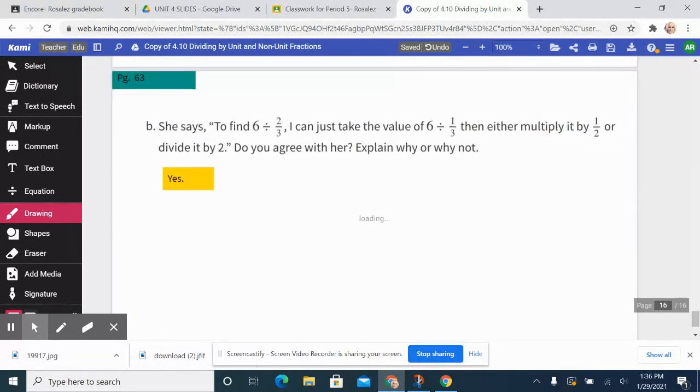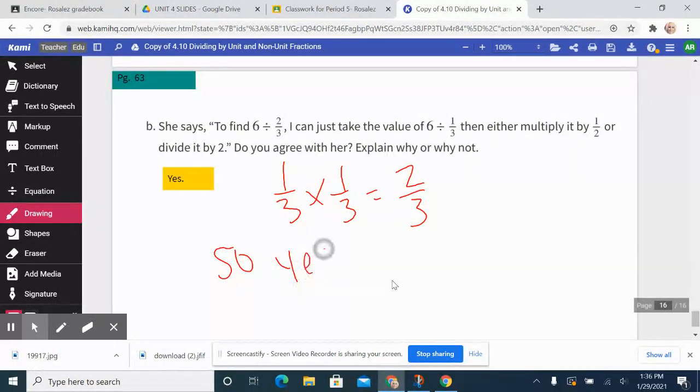Okay, last one, B. She says to find 6 divided by 2/3, I can just take the value of 6 divided by 1/3, then either multiply by half or divide by 2. Do you agree? And the answer is yes, because 1/3 times 2 is 2/3. So yes, you can multiply by 2.